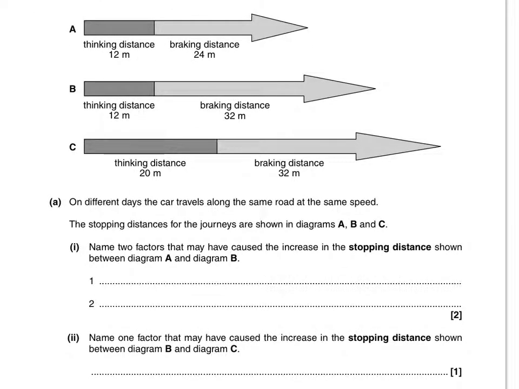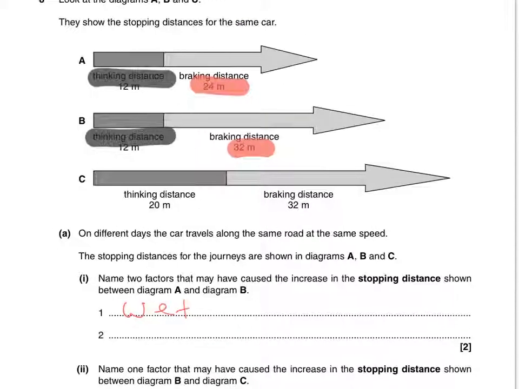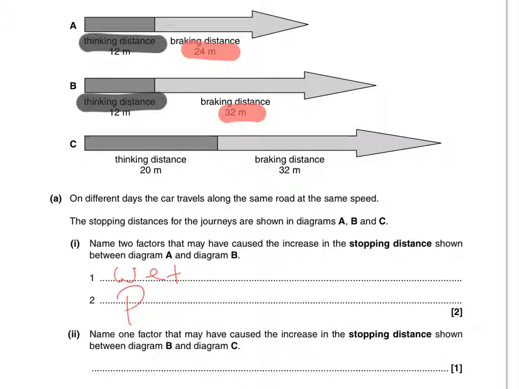So you've just got to think what's going to increase the braking distance. Because if you notice, the thinking distances are both the same, whereas the braking distances are different. So what has caused the braking distance to increase? If you said something like drinking or taking drugs, that's not going to get you a mark because that would increase the thinking distance. We're looking at just braking distance. Okay, so loads of different ones. You could have wet road. You could have poor brakes.